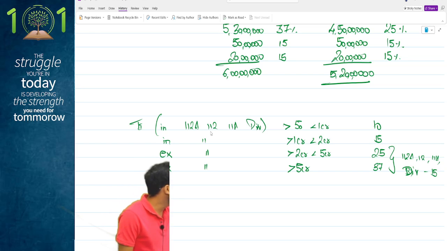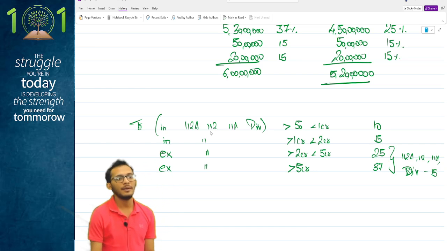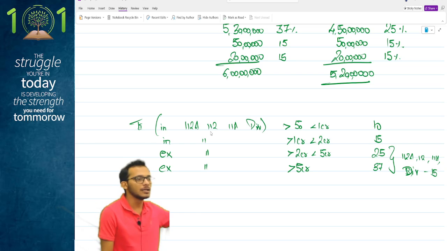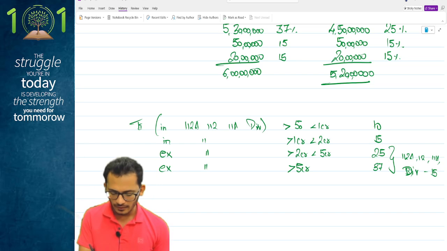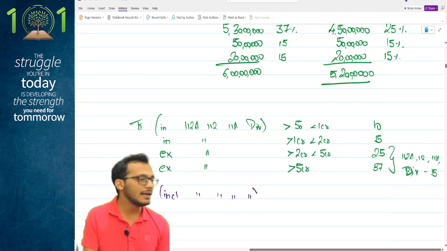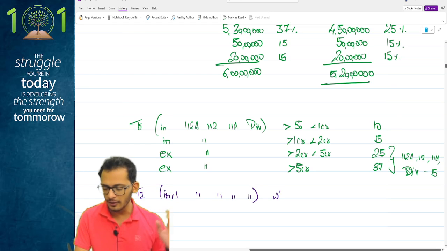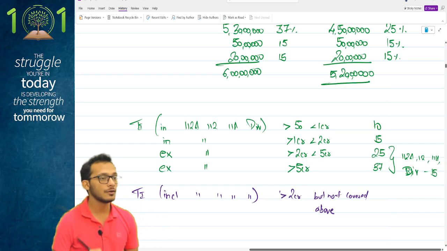Because understand, third bracket says excluding should be more than 2 crores. My excluding is 55 lakhs. So is it falling in third? Is it falling in fourth? No. Income tax came and said, okay, total income including 112A, 111A, 112 and dividends, which is more than 2 crores, but not covered above.